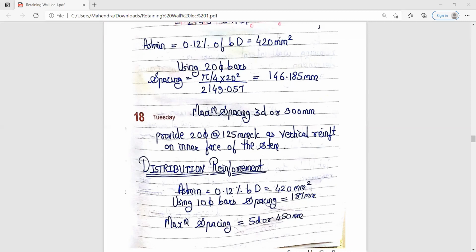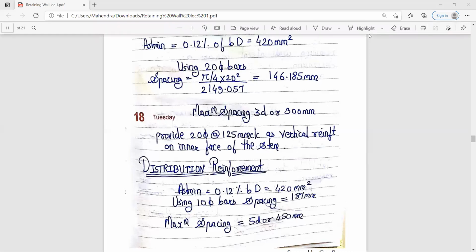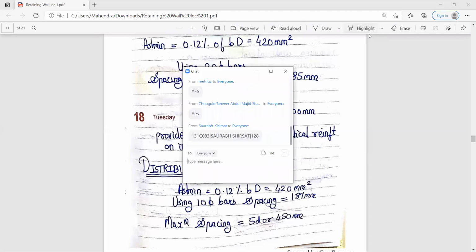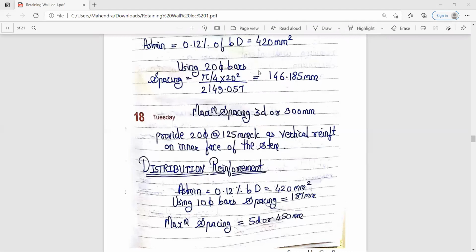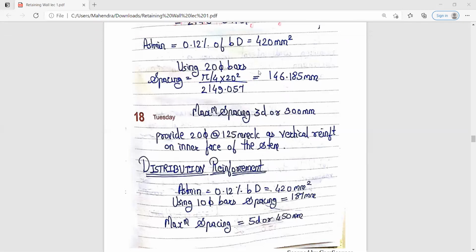So here we are going to provide 10 millimeter diameter phi at the rate of 175 mm center to center as a horizontal reinforcement, again for the inner face of the stem. The main reinforcement we provided, that is our vertical reinforcement for the inner face of the stem, and the distribution reinforcement is our horizontal reinforcement on the inner face of the stem.